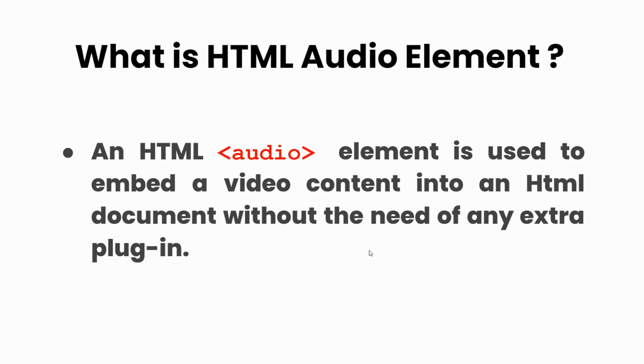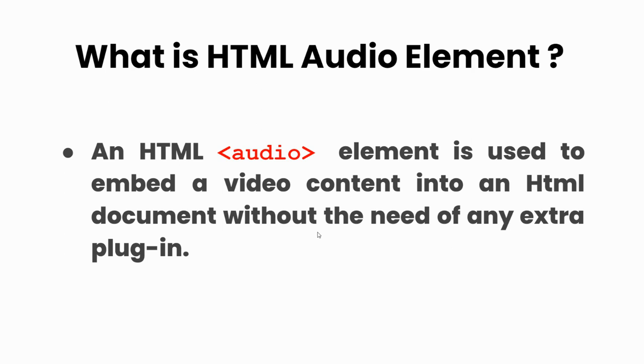So what is the HTML audio element? An HTML audio element is used to embed audio content into an HTML document without the need of any extra plugin. Like I said before, back in the day, before you could play a video or an audio on a website, you would need what is called a plugin. Now, this plugin is like a browser support to enable the content of video and audio to be displayed on your website.